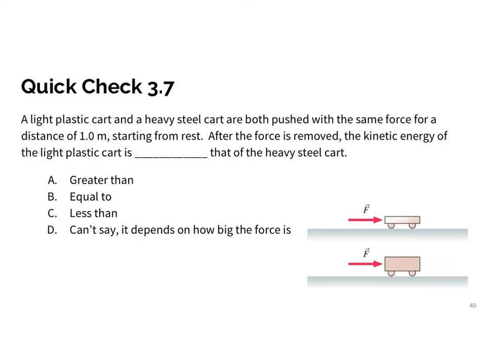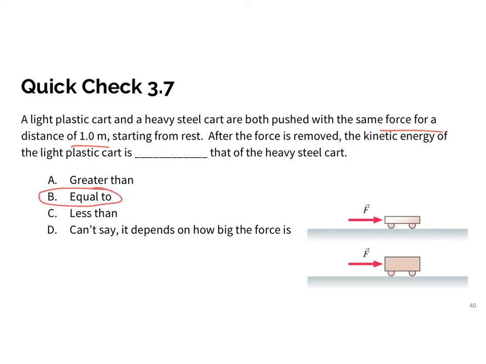Another quick check. A light plastic cart and a heavy steel cart are both pushed with the same force for a distance of 1 meter starting from rest. After the force is removed, the kinetic energy of the light plastic cart is blank that of the heavy steel cart. So take a second and think about that. And if you want to, you can pause it. And I'm going to go ahead and answer it now. The answer is they are equal to.